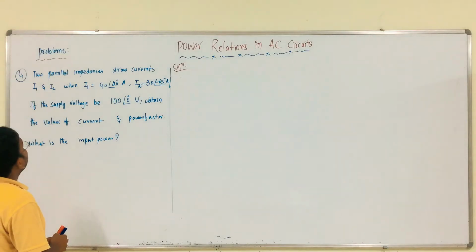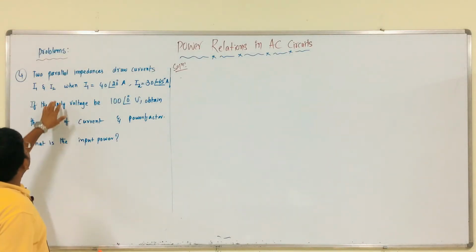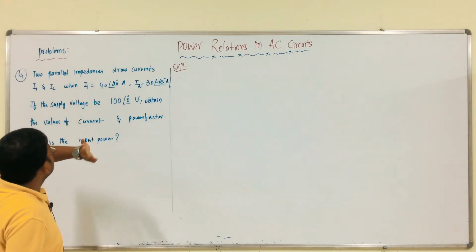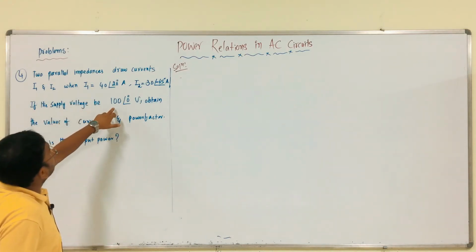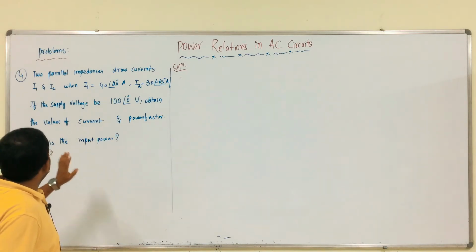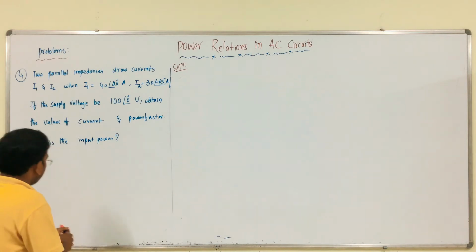Two parallel impedances draw currents I1 and I2, where I1 is 40 at an angle 20 and I2 is 30 at an angle minus 65 amperes. If the supply voltage is 100 at an angle 0 volts, obtain the values of current and power factor. What is the input current?